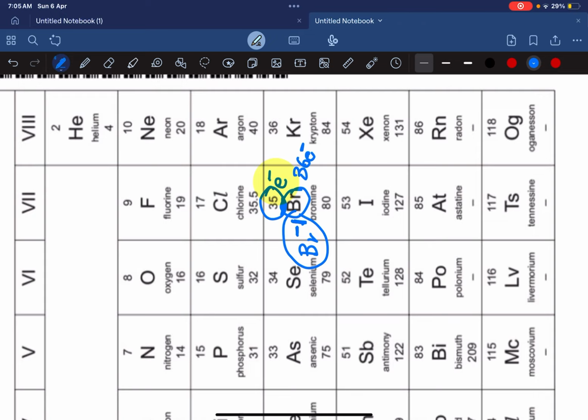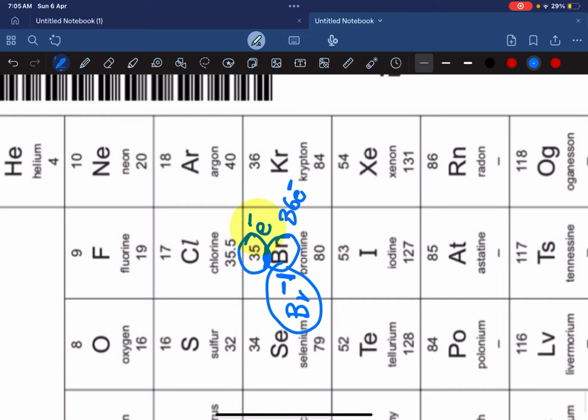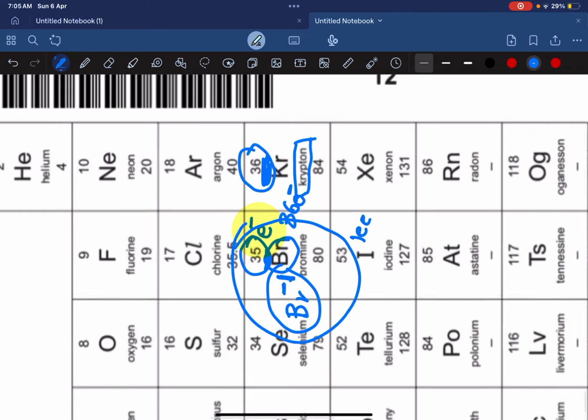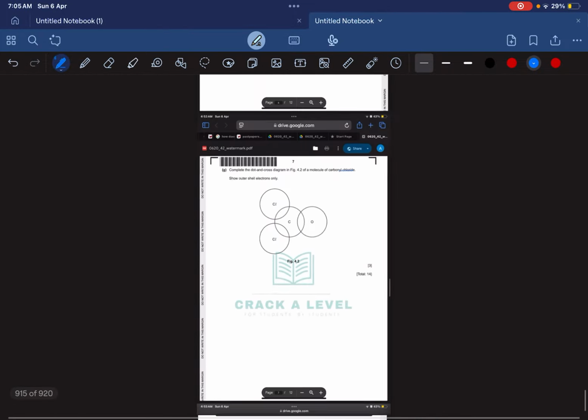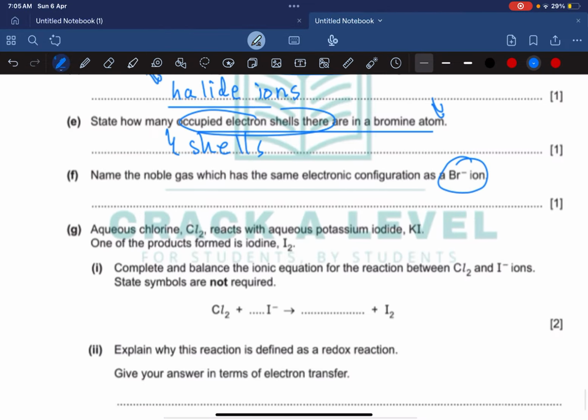Okay, and what do you guys think? Which atom of noble gas has 36 electrons? This one. The proton number is 36, that means electron number is also going to be 36. So a bromide ion, when it gains 1 electron, is going to have similar electronic configuration to krypton. Okay, because krypton also has 36 electrons, so it's going to be krypton.